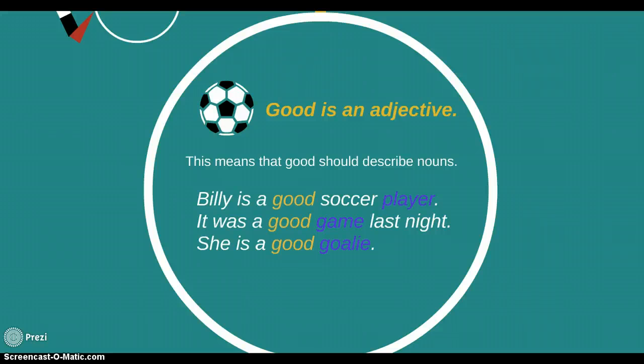We have the noun game and we have the adjective good that's describing what kind of a game it was, a good game. Then we have she is a good goalie. Again, we have a noun, goalie, and an adjective, good, that's describing what kind of a goalie she is, a good goalie. The nouns that are just being described by the word good are all listed in purple because there are more than these nouns in the sentences above.